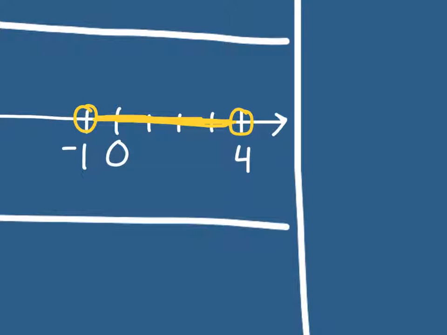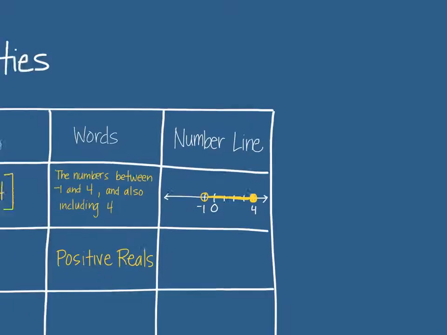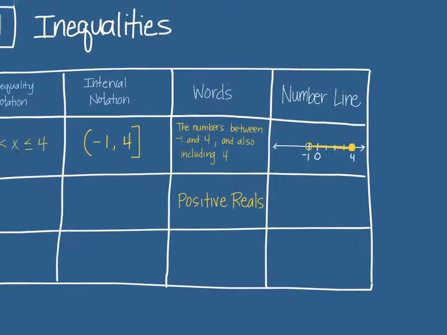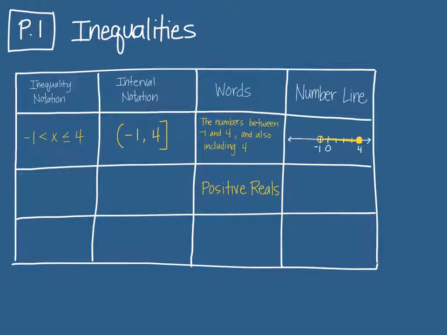And then how do we indicate that we want to include 4? You fill it in, right. So one of these will be filled in, but the other won't. And so this means all the numbers between -1 and 4 and including 4. So that's how to take one problem and write it 4 different ways.